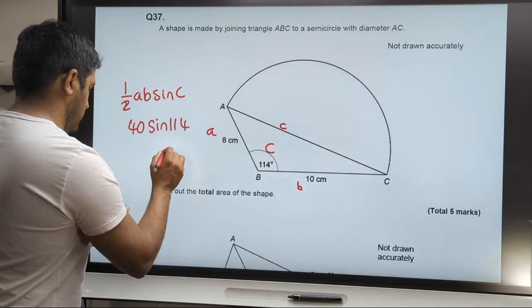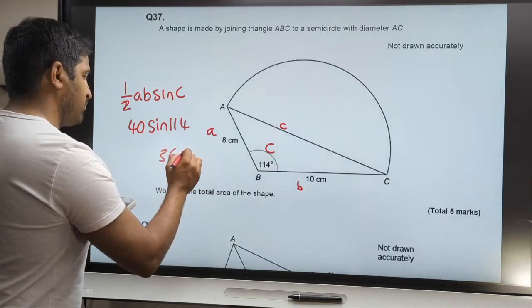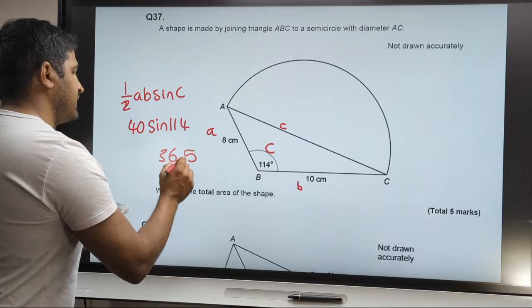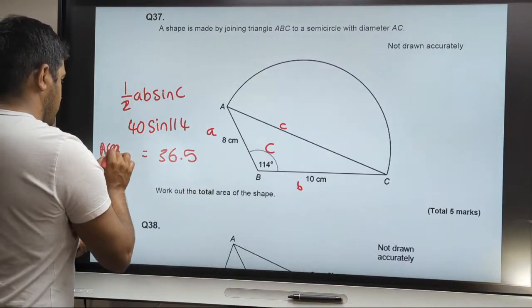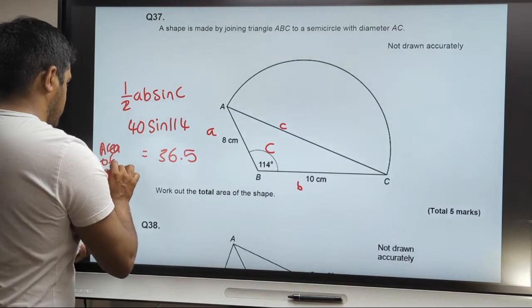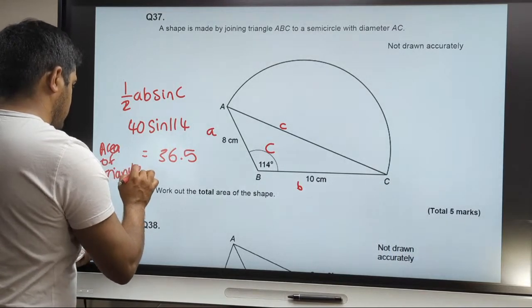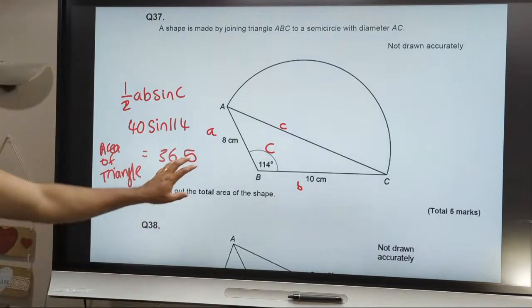So the area of that triangle is 36.5 at 3 significant figures. That's the area of the triangle. You possibly get 1 or 2 marks for working that out.